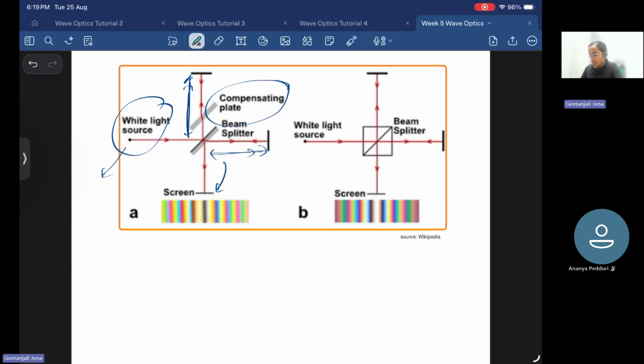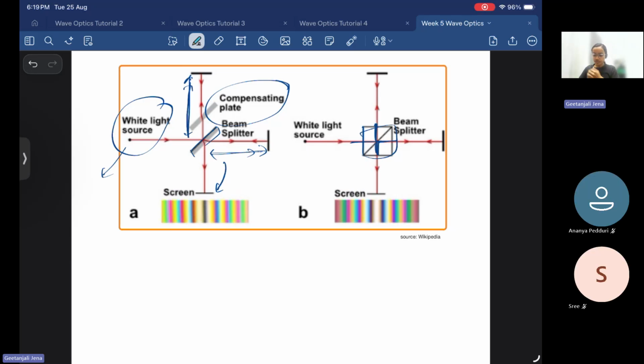Another trick to see the interference fringes using the white light source is to use a square beam splitter instead of this rectangular beam splitter. It creates equal path difference. You can see that these rays also cover equal path length in the beam splitter. So using these two tricks, you will be able to see the interference pattern using the white light source. Okay, so this is some additional information.